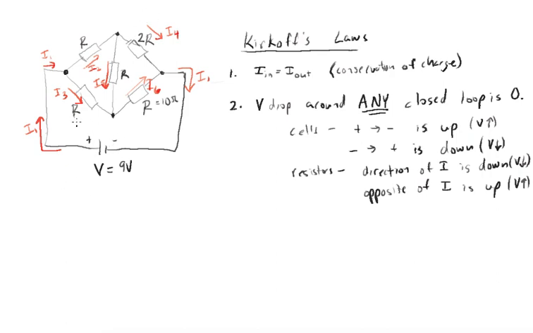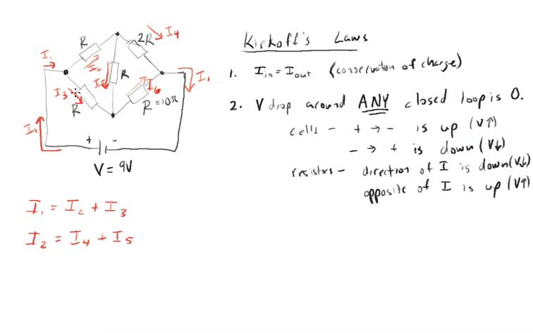So let's see what equations we can write from this. This one tells me that I1 has to equal I2 plus I3. So I can write that down. I1 equals I2 plus I3. Now let's look at the next one. I2 has to equal I4 plus I5, because I2 is going into the node, I4 and I5 are coming out.